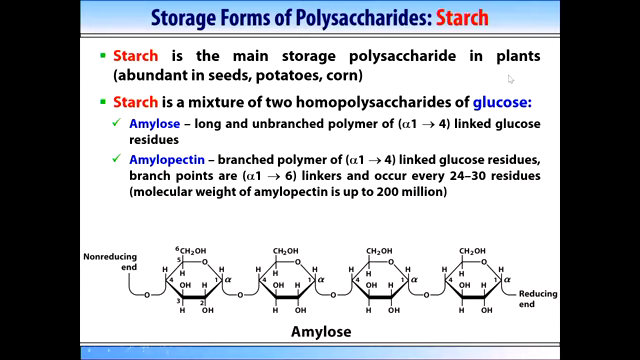Okay, so starch is the main polysaccharide in plants. It's a mixture of two homopolysaccharides of glucose. One is called amylose and the other is amylopectin. Amylose is just a continuous repetition of glucose units connected via alpha-1-4 glycosidic bonds. Remember, maltose is a disaccharide, right? So amylose just continues adding the glucose molecule the same way. Amylopectin is more interesting because it has branching points.